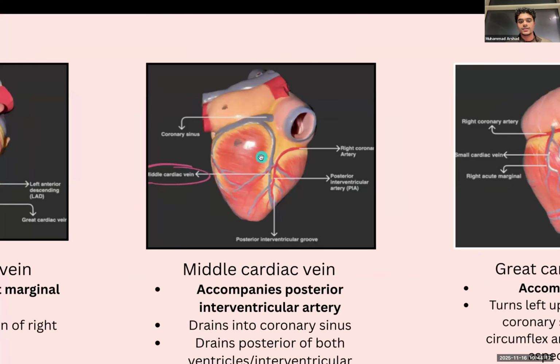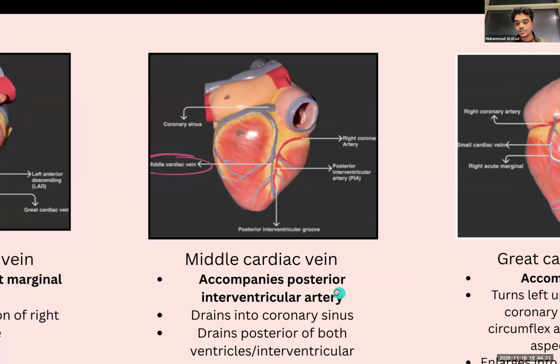Then you have the middle cardiac vein, and this is the posterior surface, by the way. And it's going to be accompanying the posterior interventricular artery. So again, another branch of the right coronary artery, but this time it's the PIA, or posterior interventricular artery.